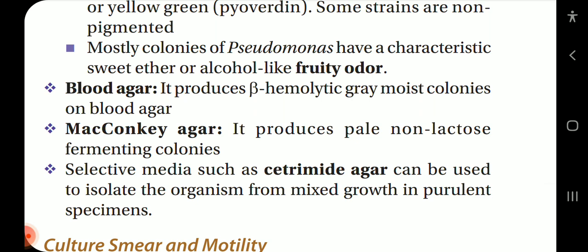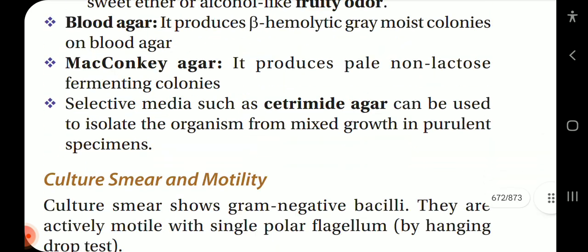Blood agar produces beta hemolytic grey moist colonies. MacConkey agar produces pale non-lactose fermenting colonies, and selective media such as cetrimide agar can be used to isolate the organism from mixed growth in purulent specimens.